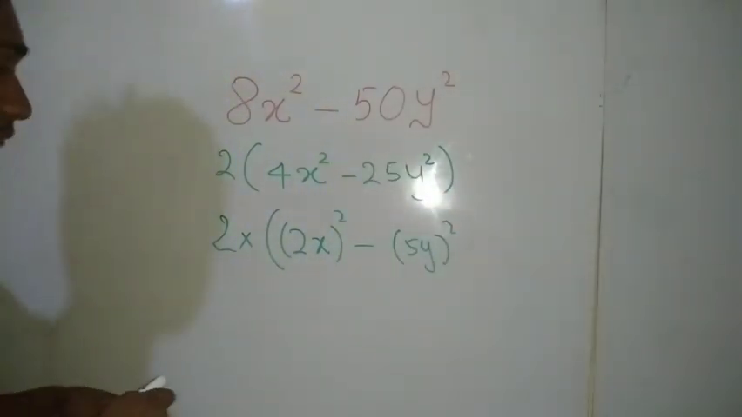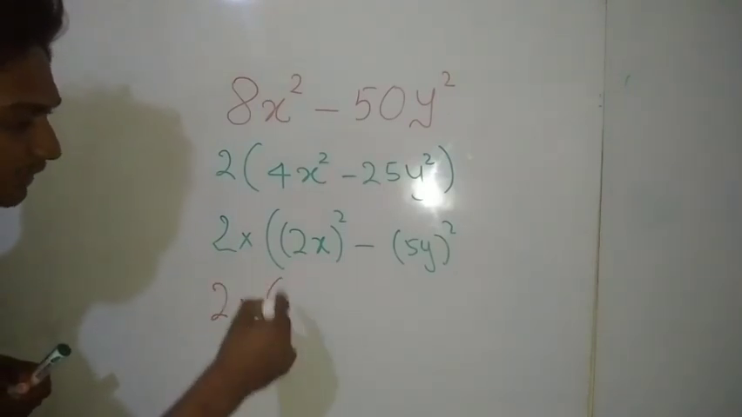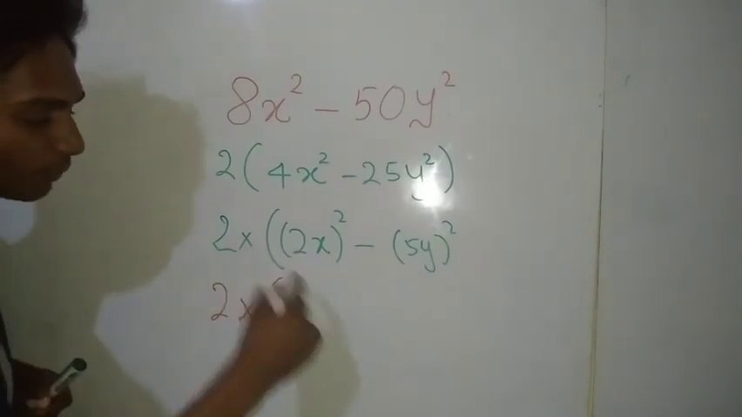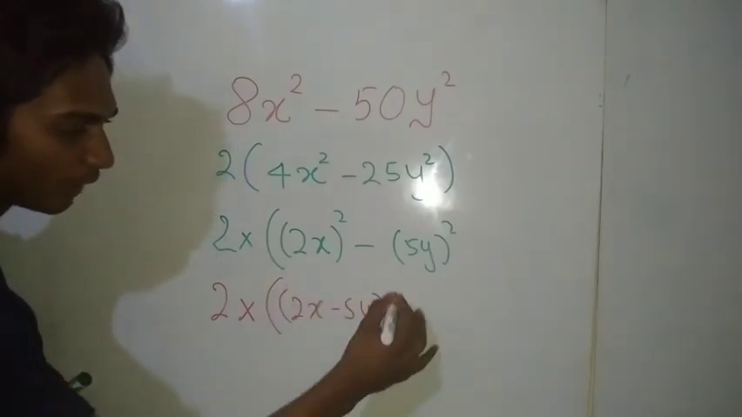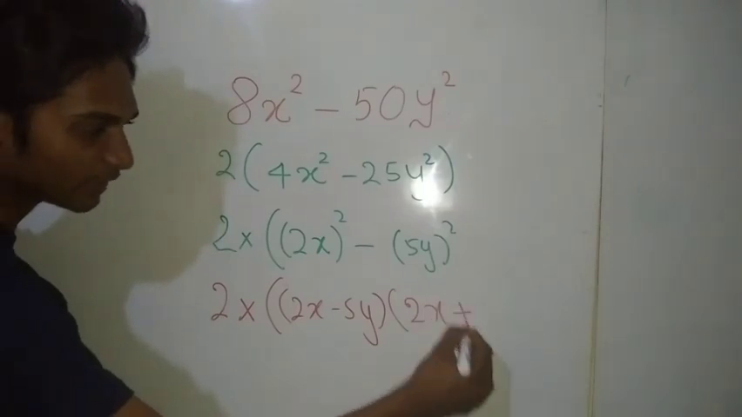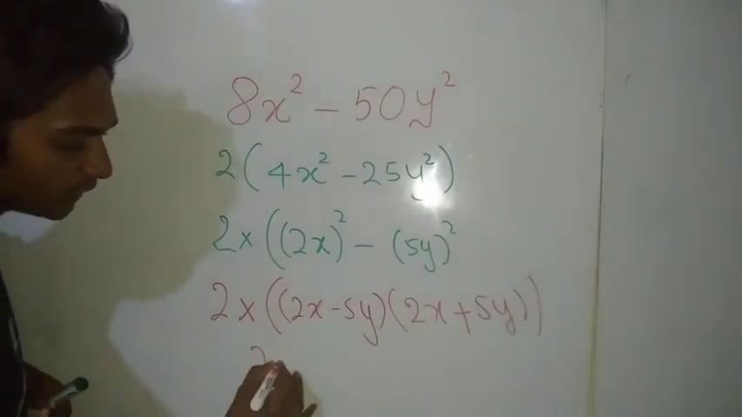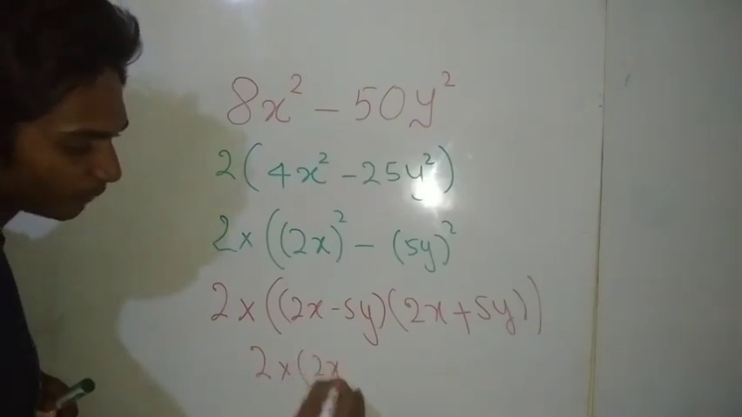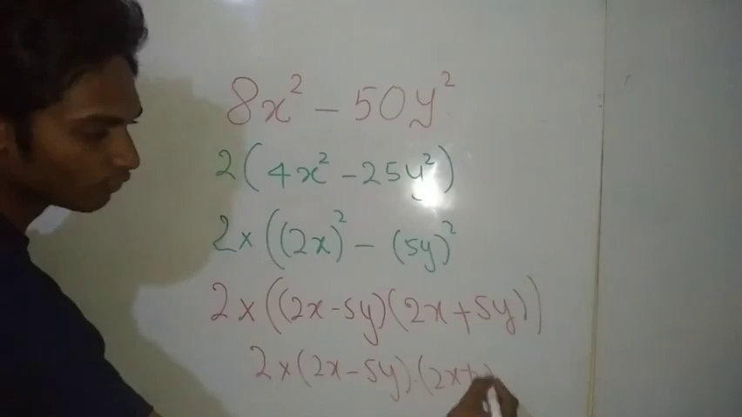So cool. Now what you can do is 2x minus 5y, and you have to add 2x with 5y, so 2x plus 5y should be written here. Now altogether what we have is 2 into 2x minus 5y into 2x plus 5y.